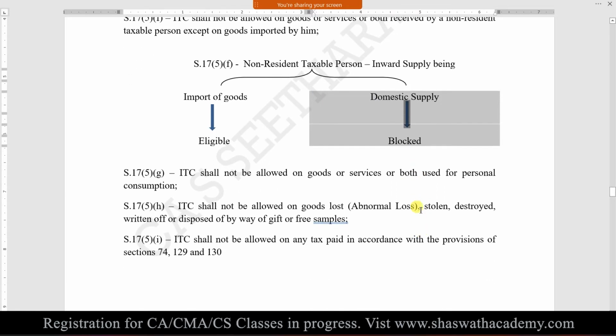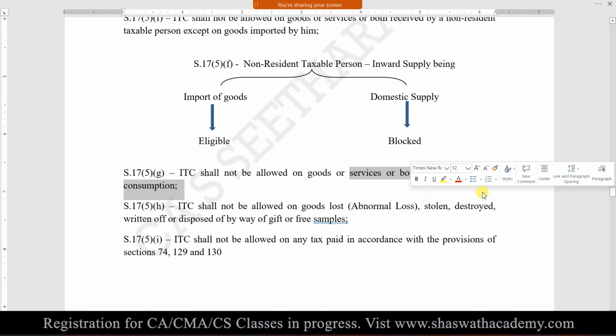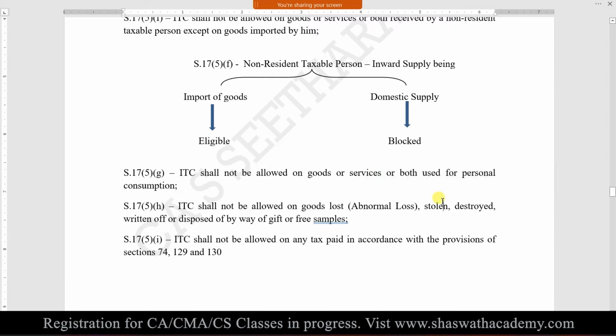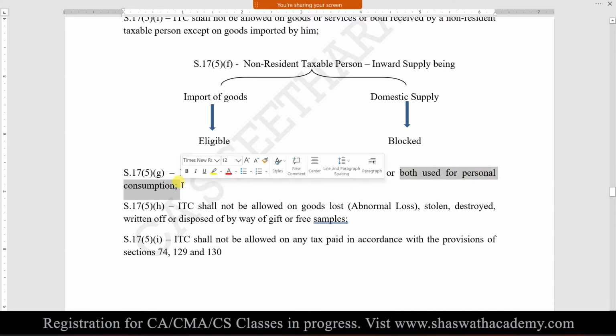And 17(5)(g), no need to say, personal consumption is straight away blocked, because the moment we understand it's only for the business purpose, not for personal purpose. Therefore, anything which you consume for personal consumption purpose is blocked, it's not eligible.